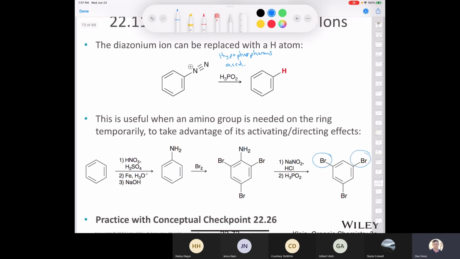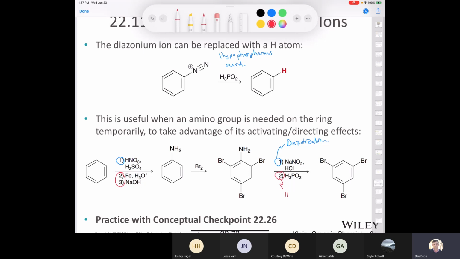How would we add 3 bromines to an aromatic ring? Well, the only way that we know how to do that would be to polybrominate aniline. So if we first did the nitration in the first step, then the reduction, we end up with aniline. We treat that with bromine, and we end up with the polybrominated compound. But then we can remove this by first doing the diazotization, and then we treat it with hypophosphorus acid, which we see up on the top of the slide.